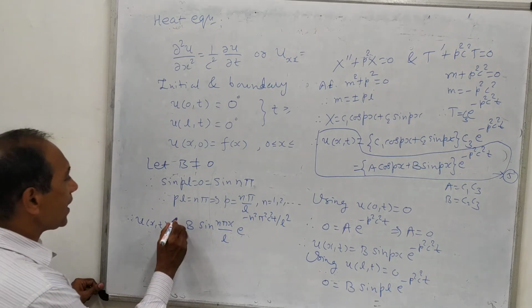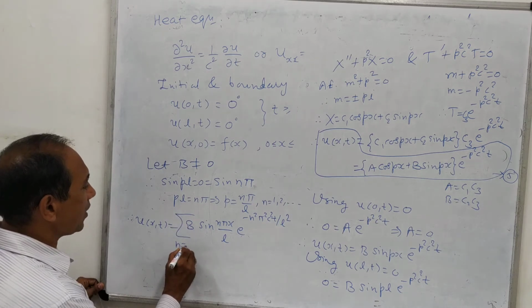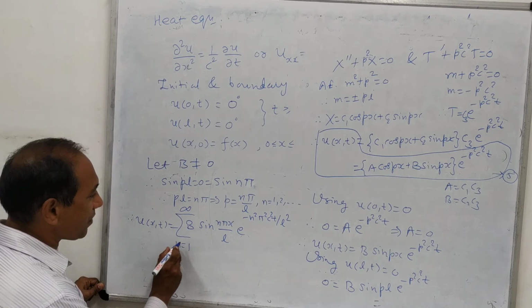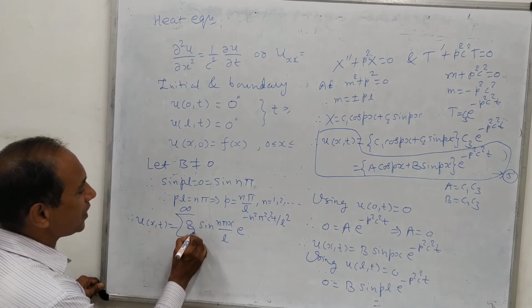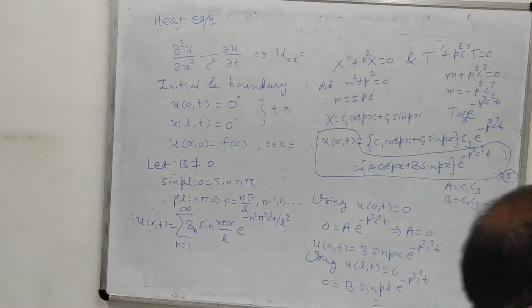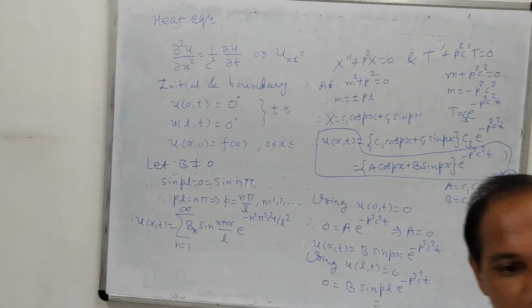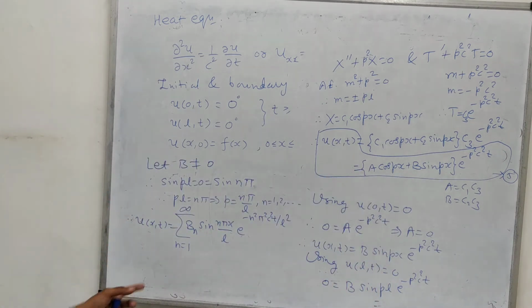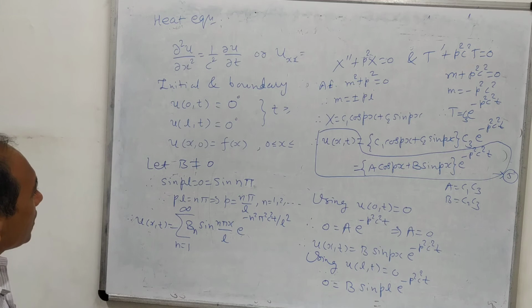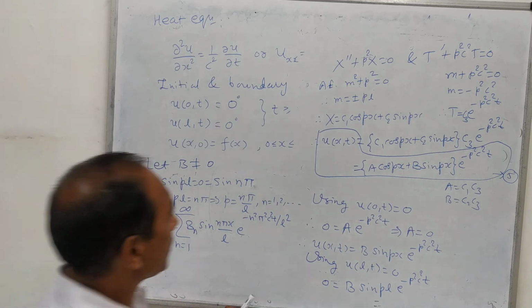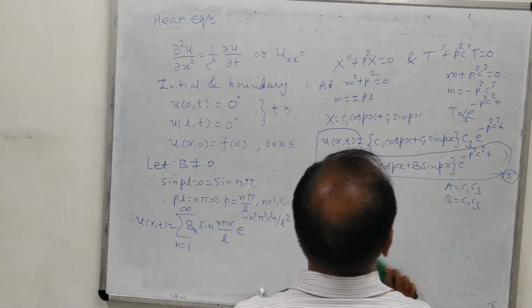So here we add up all these solutions from n equal to 1 to infinity, and at every different value of n, the value of the constant will also be different. So we will denote this by bn. That means for n equal to 1, we get some constant value b1. For n equal to 2, the constant we get is b2, and so on. So bn sin. This is the solution we have derived after using the second condition.